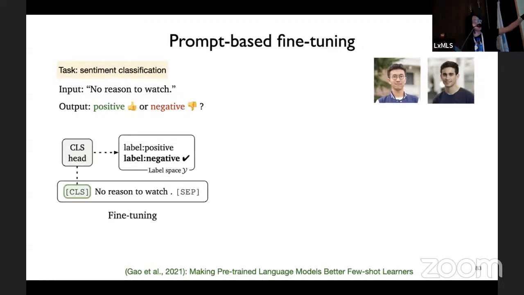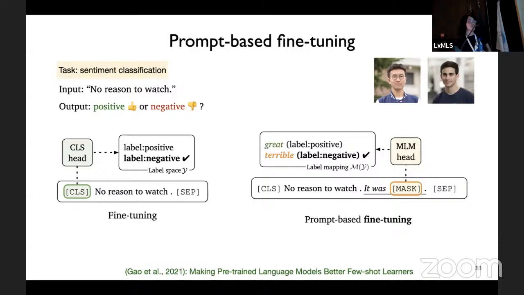So this is basically how we usually do it. We add a linear classifier on top of the CLS token, and then you predict positive or negative. But another way you can do this is to change the input using some kind of template or prompt. Let's say the input is "no reason to watch", and you just add a very simple prompt, "it was [MASK]". Because you are going to predict positive or negative sentiment, you can map positive to "great" and negative to "terrible". So there's a label mapping here to predict, okay, "no reason to watch, it was terrible" or "it was great", which one should fit better, right?